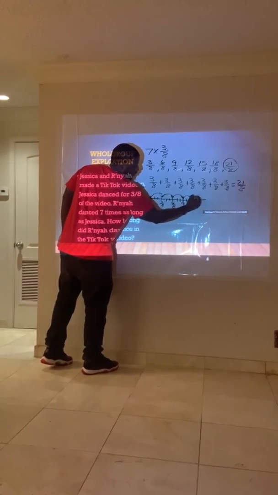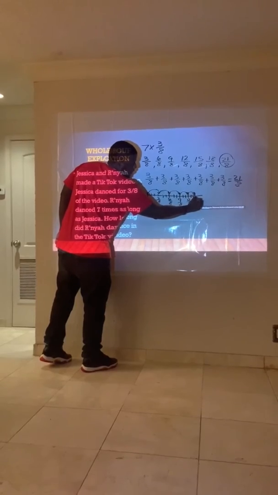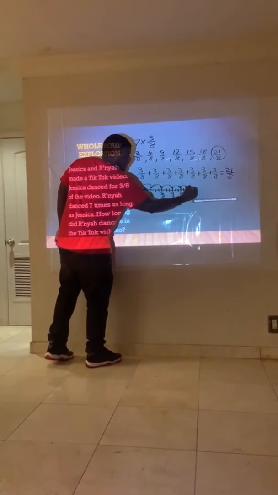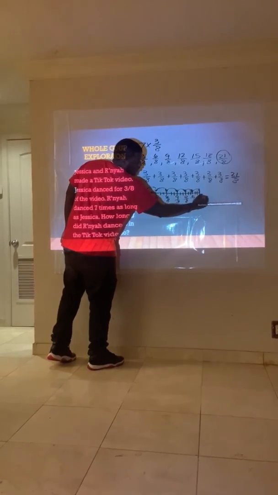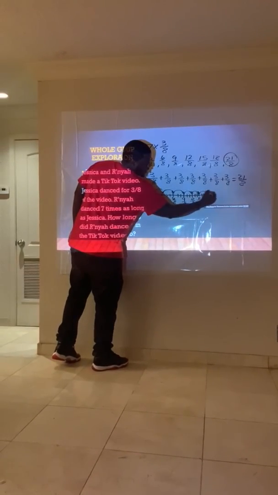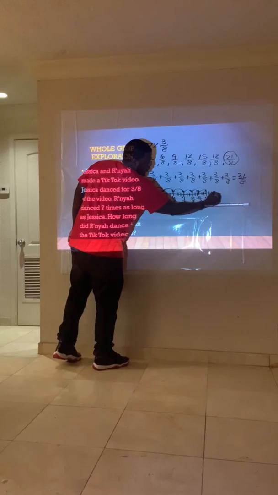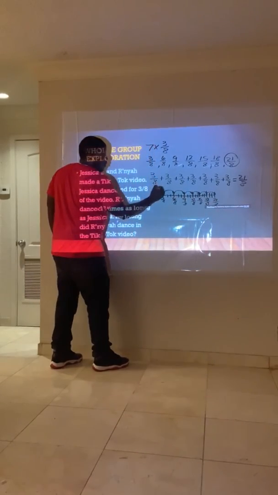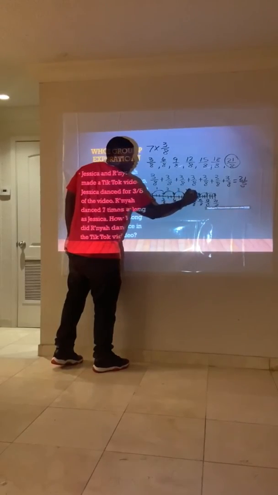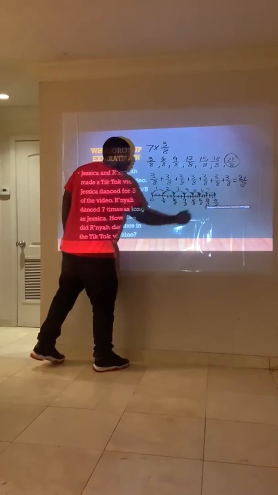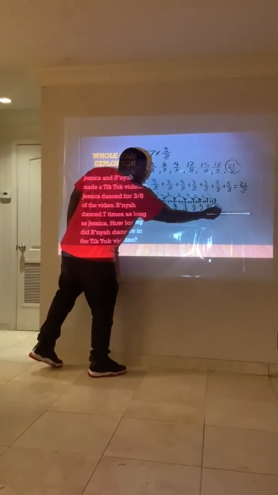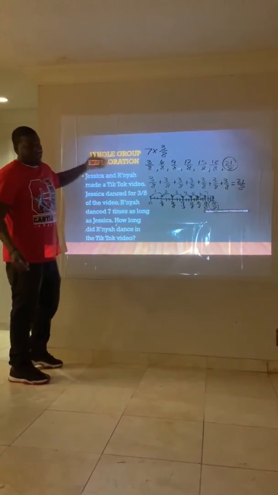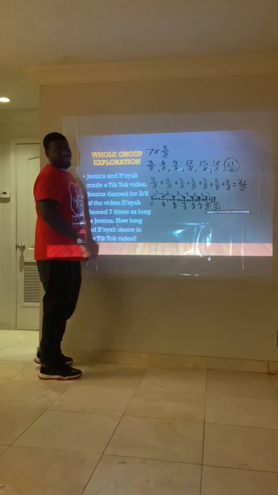13/8, 14/8, 15/8. 16/8, 17/8, 18/8. 19/8, 20/8, 21/8. And now I have 1, 2, 3, 4, 5, 6, 7 jumps, that are my 7 groups of 3/8. I stop at 21/8.